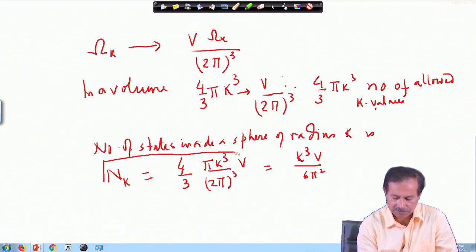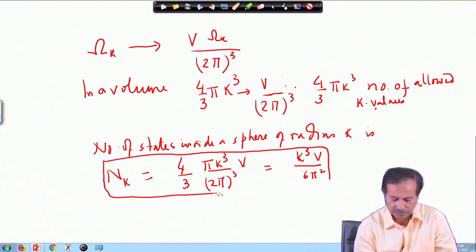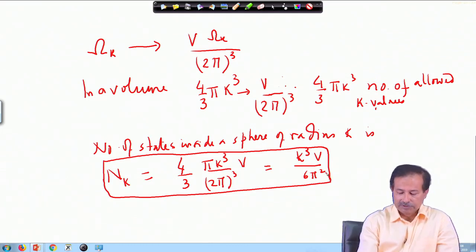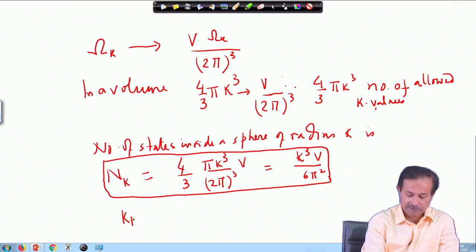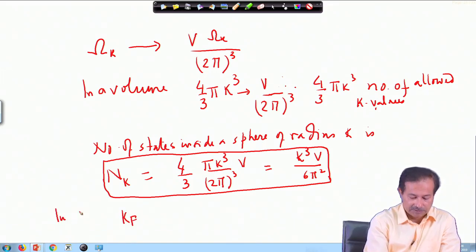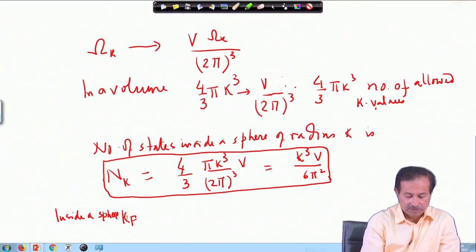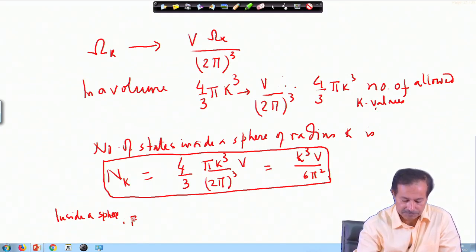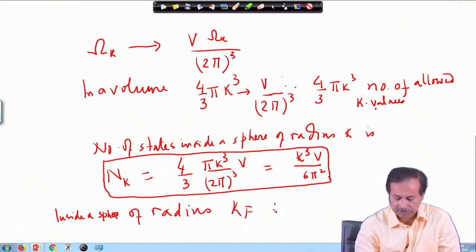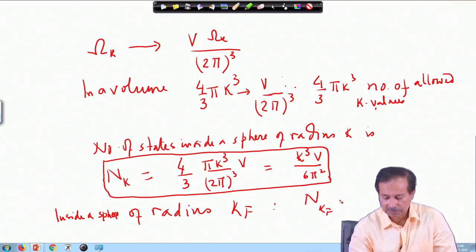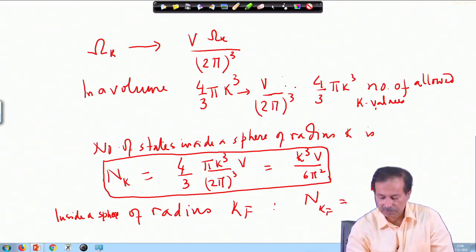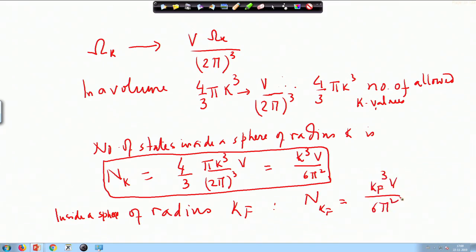Now, inside the radius of k f, inside a sphere of radius k f, then the number of states n k f is equal to k f cube into V by 6 pi square. So, these many allowed k values are there in this state.